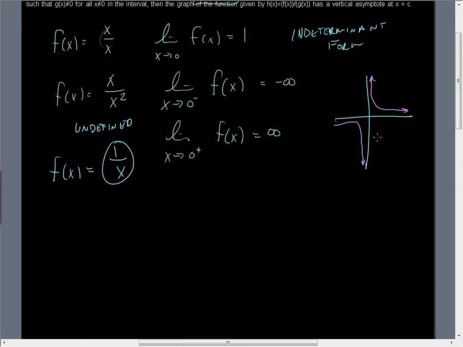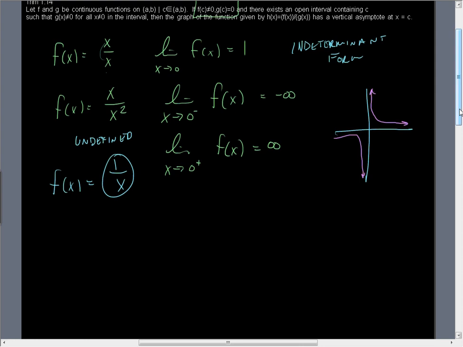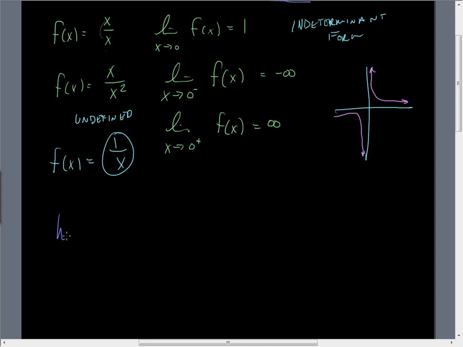Okay, so now let's take a look at the second half of the theorem here. We're looking at this seemingly random h of x, where h of x is equal to f of x over g of x.